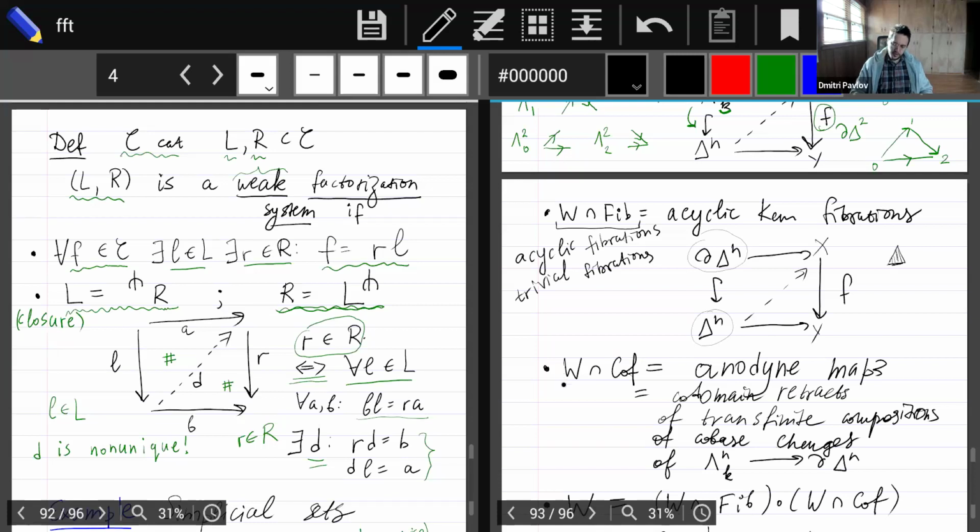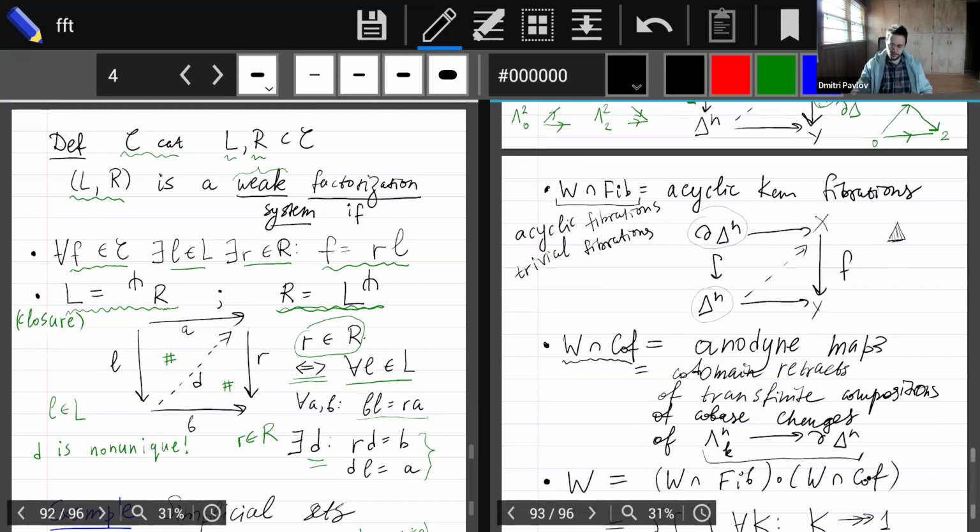And the intersection of weak equivalences and cofibrations will be the so-called anodyne maps, which is a notion studied in simplicial homotopy theory. Let me not try to explain much of it here right now, but in case you're interested, these will be codomain retracts of transfinite compositions of cobase changes of horn inclusions. And this description is highly typical of acyclic cofibrations in a model category. The only thing that will change is that for other model structures, horn inclusions will be replaced by a different set of maps.